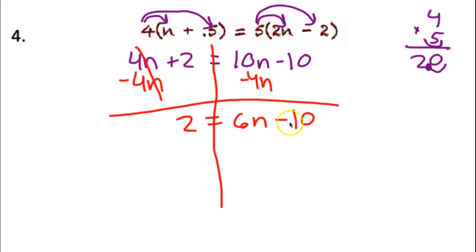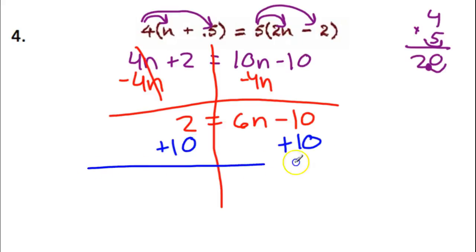Now I'm going to take the constant term, this 10, bring it over to the left side. So it's a minus 10. I need to do the opposite, which is plus 10, and I do plus 10 on this side. So 2 plus 10 is 12. That equals 6n. And then these ones cancel. Now I need to get the n by itself, so I'm going to divide by 6.